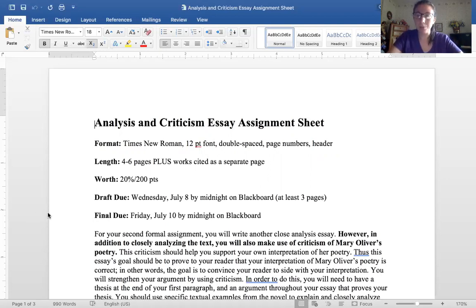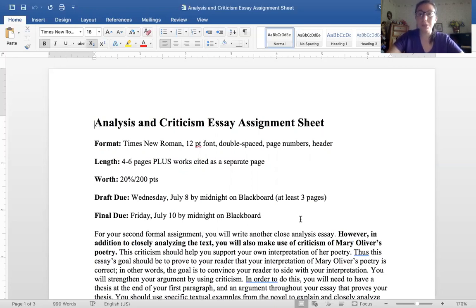But let me go ahead and go over this assignment sheet for you guys. Again, I think it's sometimes easier for the assignment sheets to be understood whenever they're read out loud, and then I can explain anything that may not be clear in further detail. Okay, so you guys know the drill, I assume. Most of you are already doing it. Times New Roman, 12-point font, double-spaced, page numbers, and a header, please.